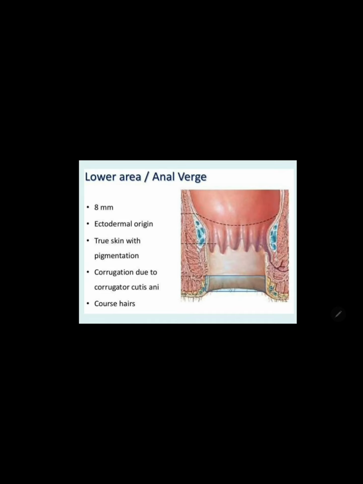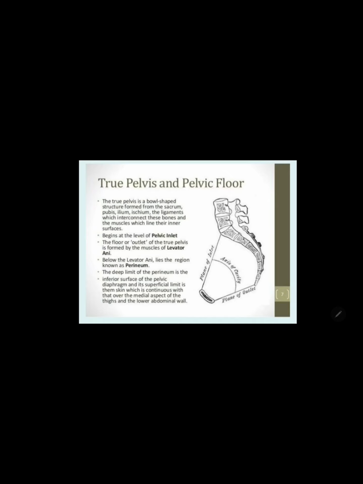And coming to the anal verge, the lower one third, roughly around 0.8 centimeter in length, derived from the ectoderm. It is lined by true skin, that is the thin skin, stratified squamous keratinized epithelium, and it shows corrugations because of the smooth muscle there, corrugator cutis ani, and it also has coarse hair around the anal opening.